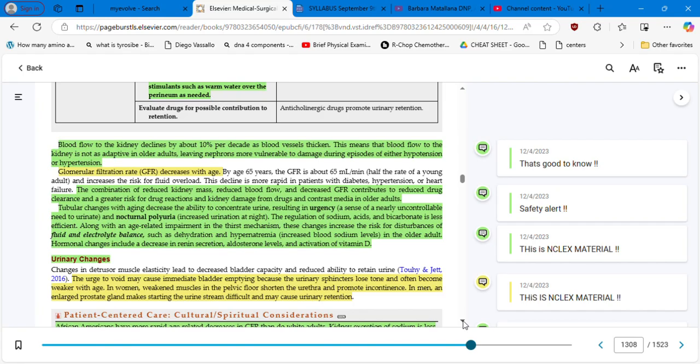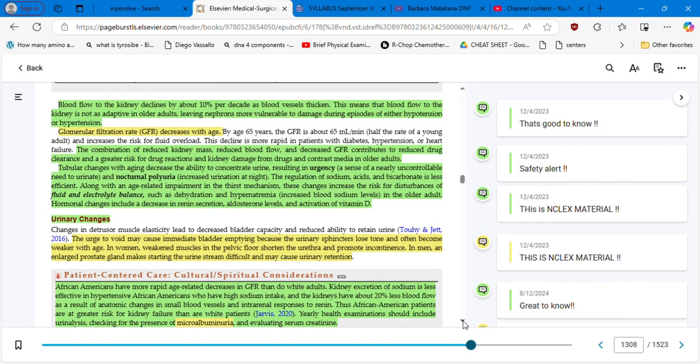The regulation of sodium, acids, and bicarbonate is less efficient, along with an age-related impairment in the thirst mechanism. These changes increase the risk for disturbances of fluid and electrolyte balance, such as dehydration and hypernatremia, increased blood sodium levels in the older adult.